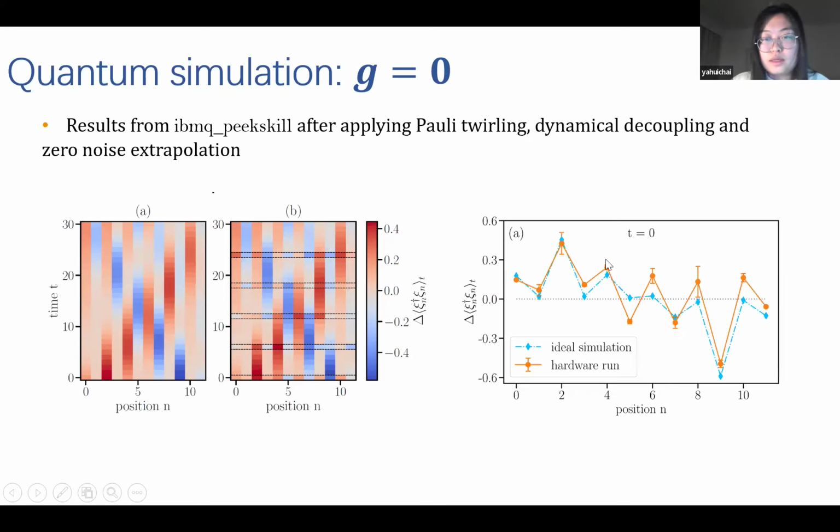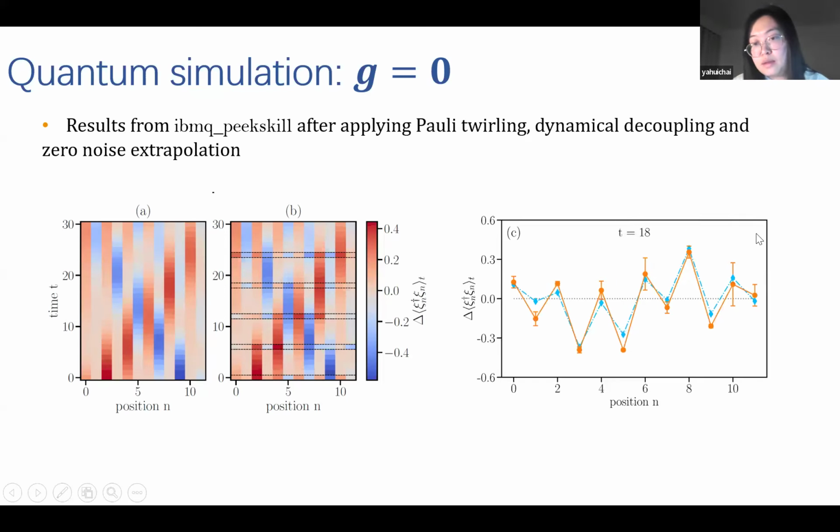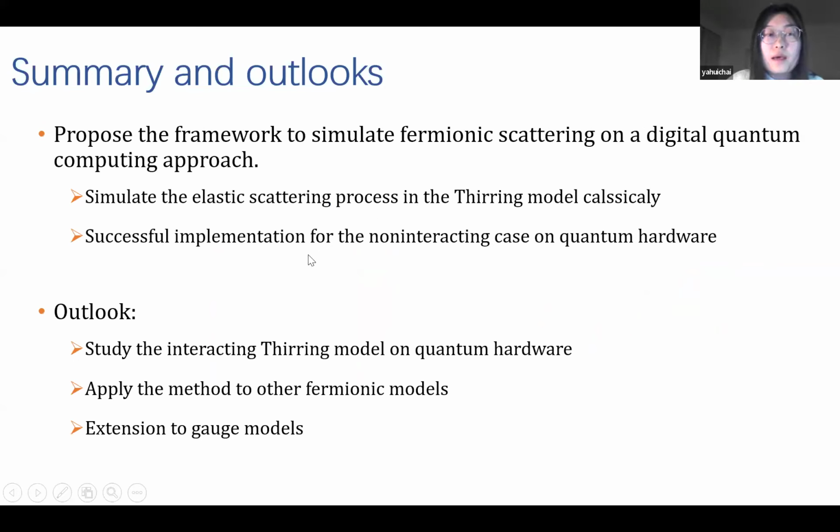So here's an example for t equal to 0, and the hardware run result is in good agreement with the ideal simulation. T equal to 12 and T equal to 18 are here. So yeah, that's what we did in this project.